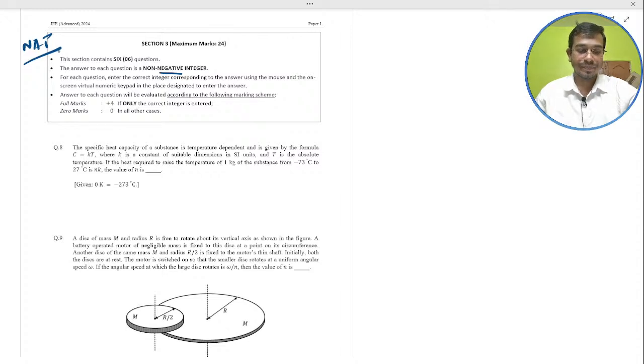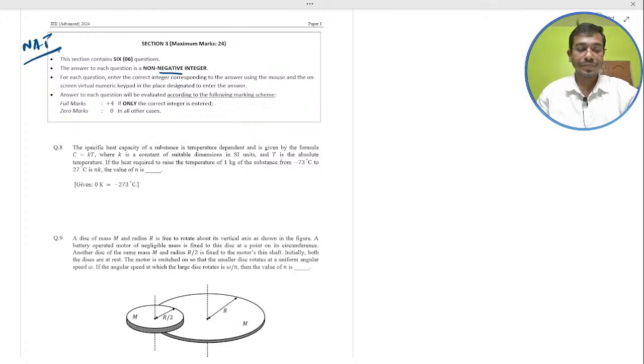First question. The specific heat capacity of a substance is temperature dependent and is given by the formula C equal to KT, where K is a constant of suitable dimensions in SI unit and T is the absolute temperature. If the heat required to raise the temperature of 1 kg of the substance from minus 73 degrees Celsius to 27 degrees Celsius is Nk, then you have to find the value of N.